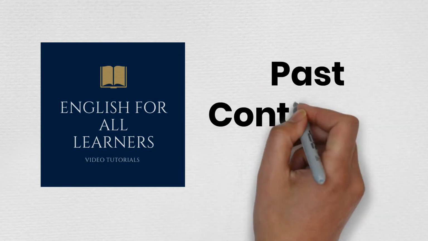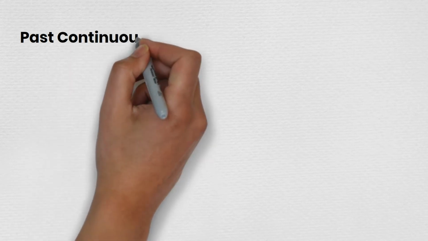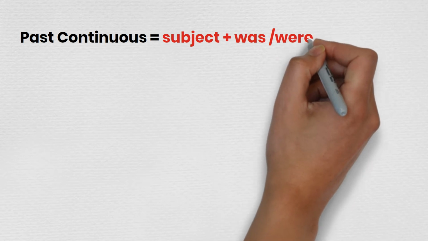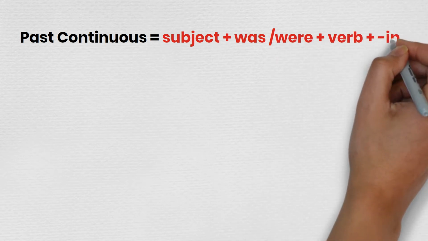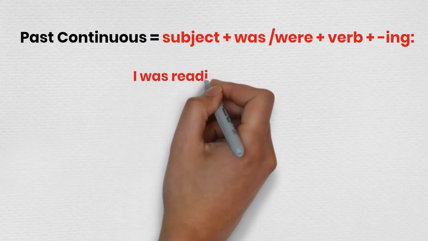Past continuous tense. We form the past continuous with the subject plus was or were plus verb plus ing. I was reading a book.